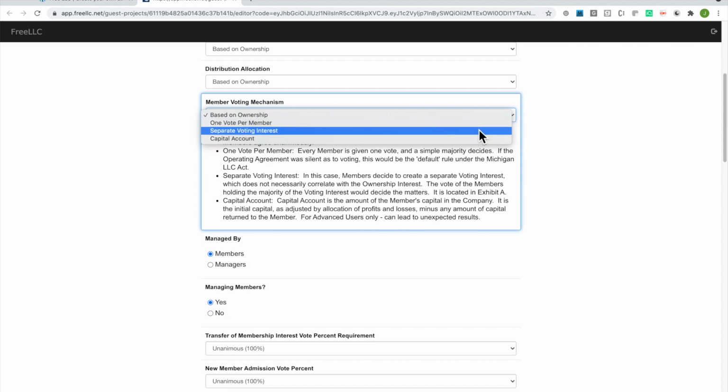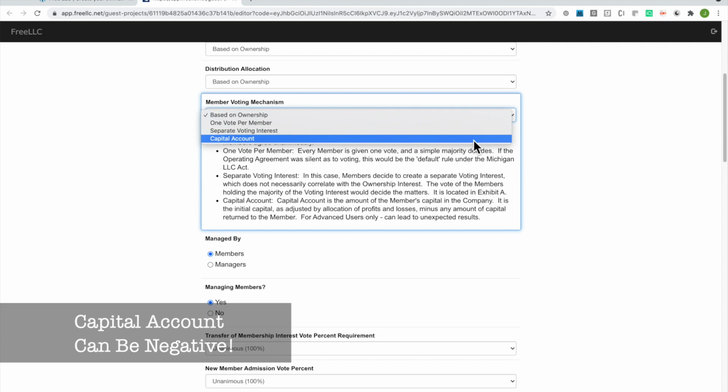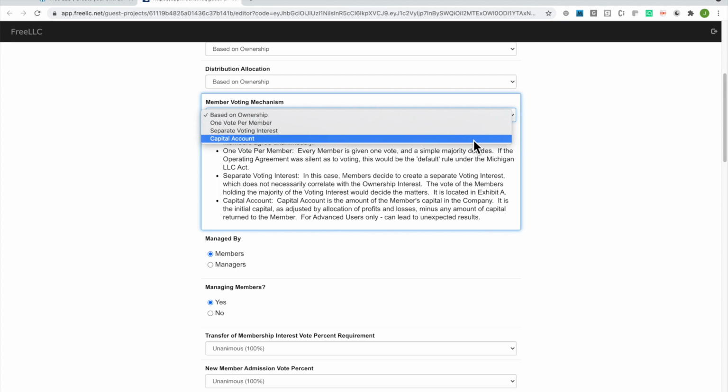So one thing I would note about this is that if you base your voting on capital account, in this case, you could have a situation where there are negative balances on capital accounts, which means that those people with negative balances won't be able to vote. So be on the lookout for that situation. And for that reason, I personally don't love it, but you'll see plenty of operating agreements drafted that way.